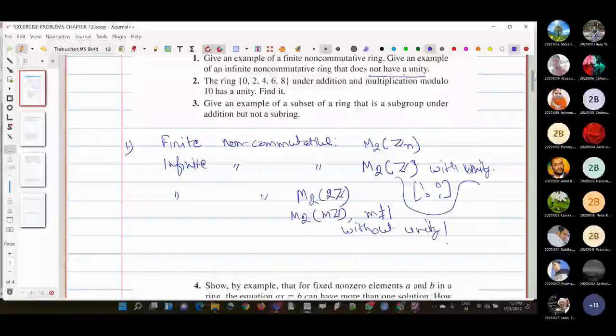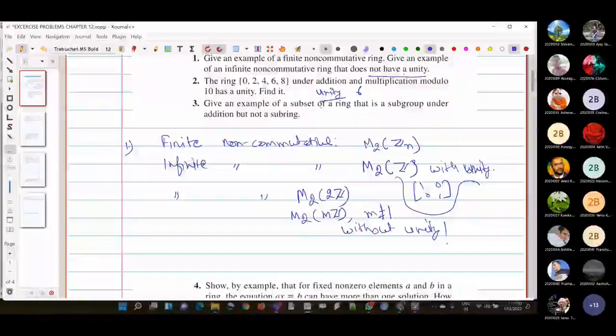Next question. The ring 0, 2, 4, 6, 8 under addition and multiplication modulo 10 has a unity, find it. On that day we verified it. What was the value? Unity? I guess it was 6. It was 6.